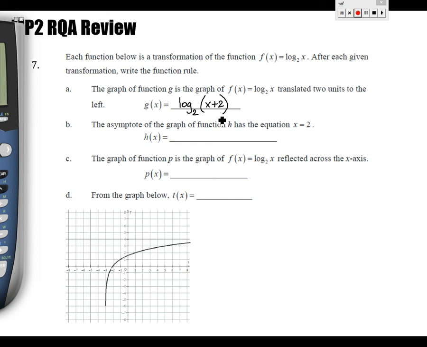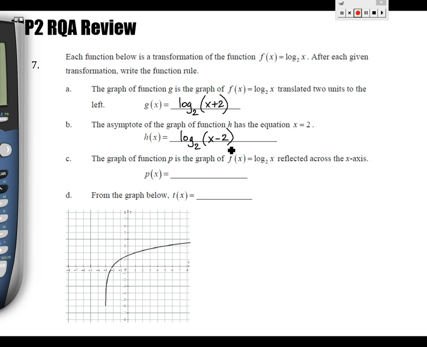The asymptote of the graph of the function h has the equation x equals 2. So maybe, will that do it? Yeah. Well, some of you have the log base feature under the math menu. If you don't, then you can just do the log of x plus 2 in y1 divided by the log of 2. We haven't talked about why that works, but we're saving that for pre-cal. I can just share with you that that's a little thing you can do.